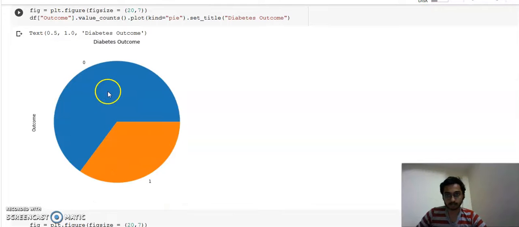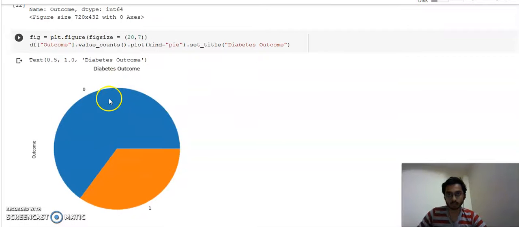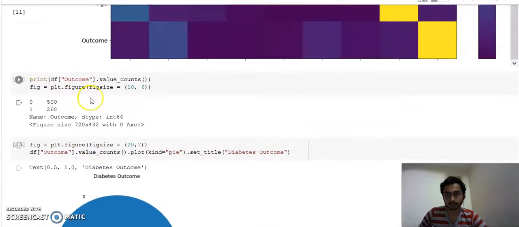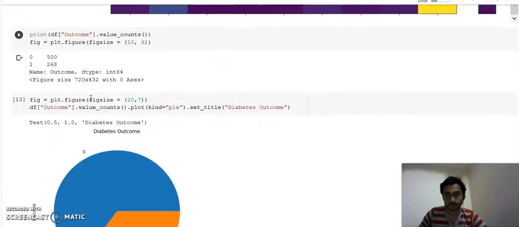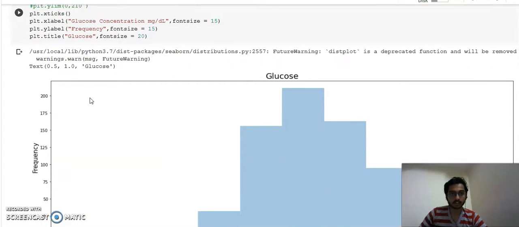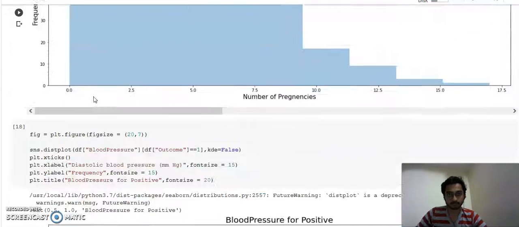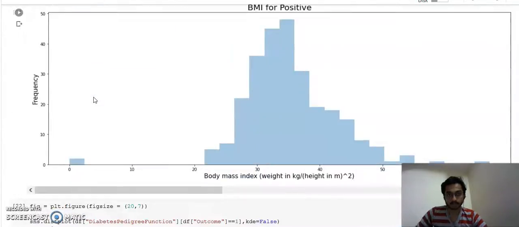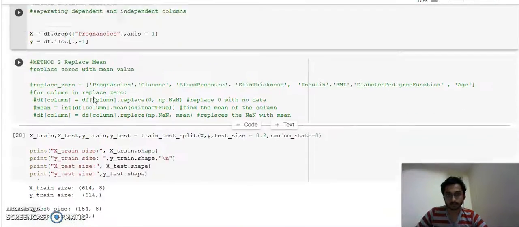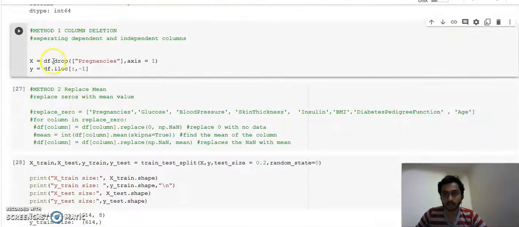And this plot shows diabetes outcome of positive and negative patients. This is 1 is positive and 0 is negative. And these are all the visualization results. And here I will use two methods. One is column deletion method. The code is over here, and this is method 2, replacing by mean.